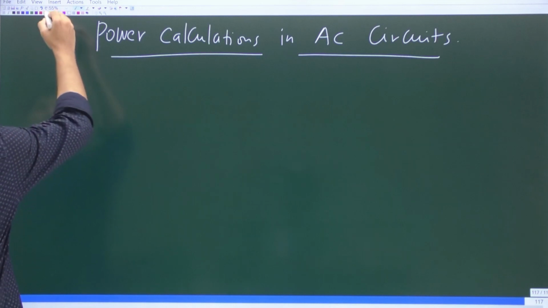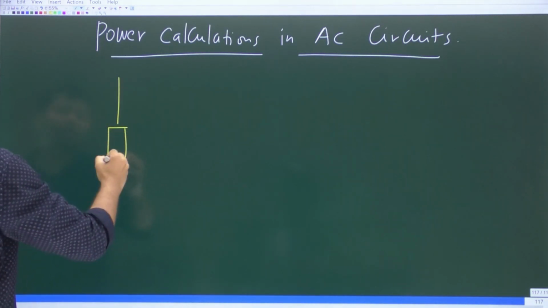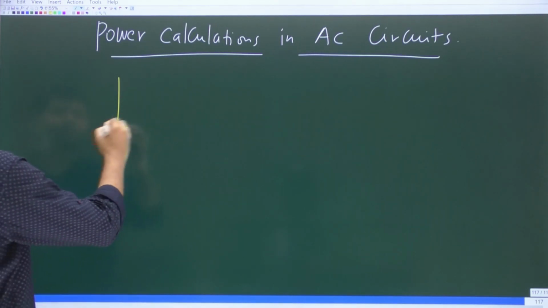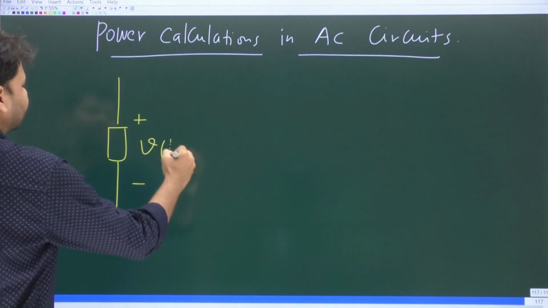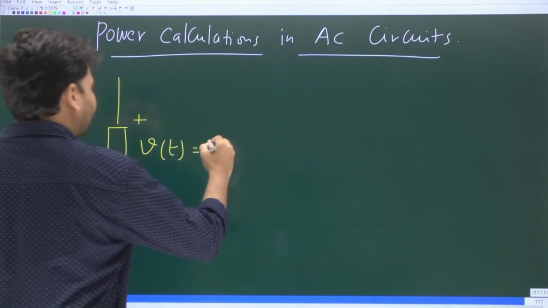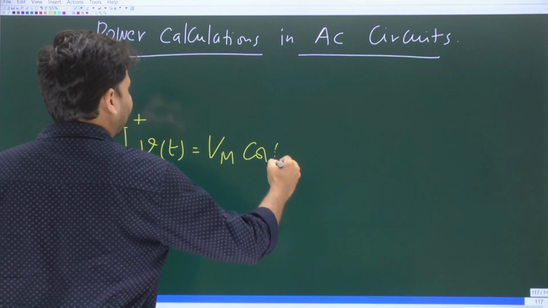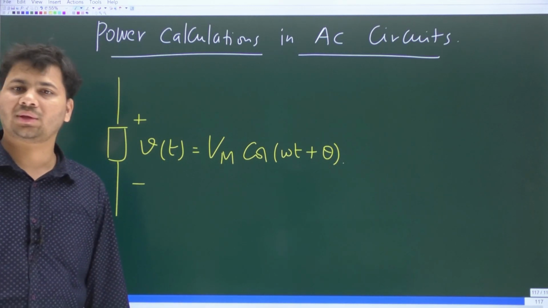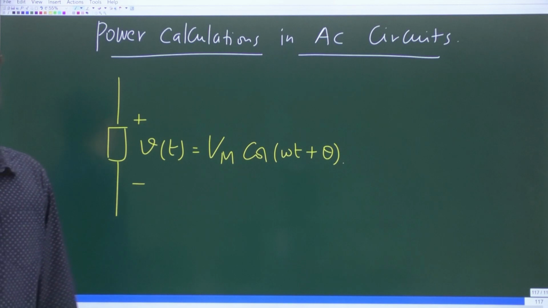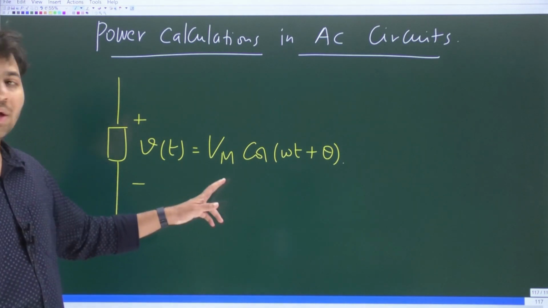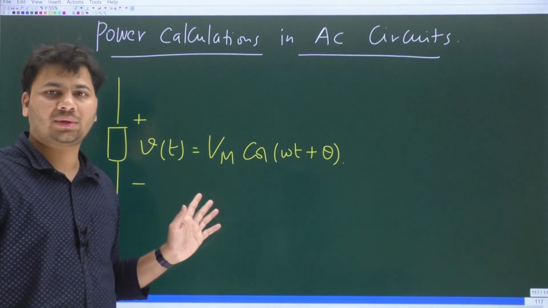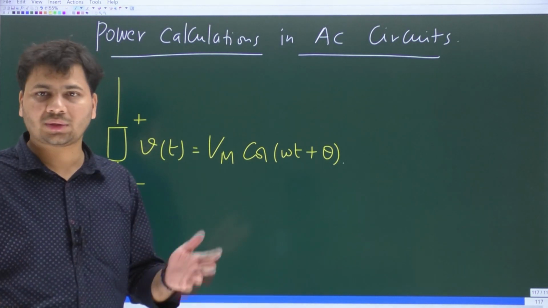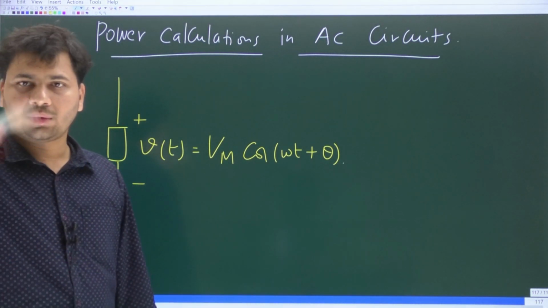So let's consider a very general case where we have a two-terminal element. This two-terminal element can be anything. Let's say the voltage across this element is sinusoidal. Let it be equal to some Vm cos(omega t plus theta). So what is Vm? It is the amplitude of the voltage across the element. Omega is the frequency at which the voltage will oscillate and so on.